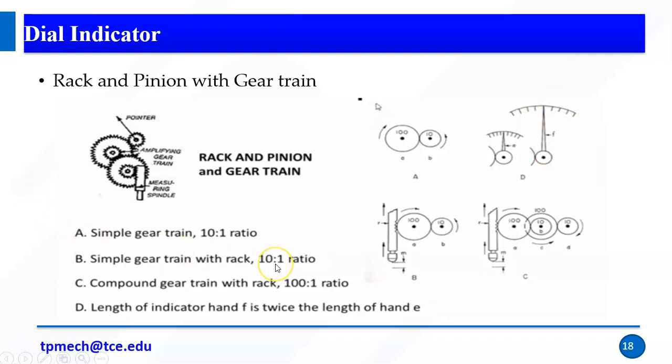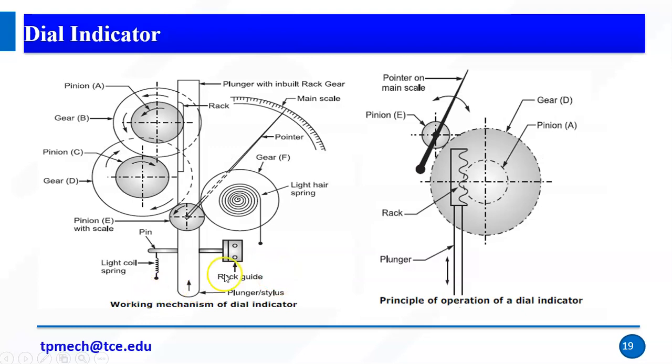So these are some of the construction parts. Now, the working mechanism of the dial indicator. This is like a plunger. We have a rack here. The pinion A is meshed with the rack, and gear B is connected with pinion A.